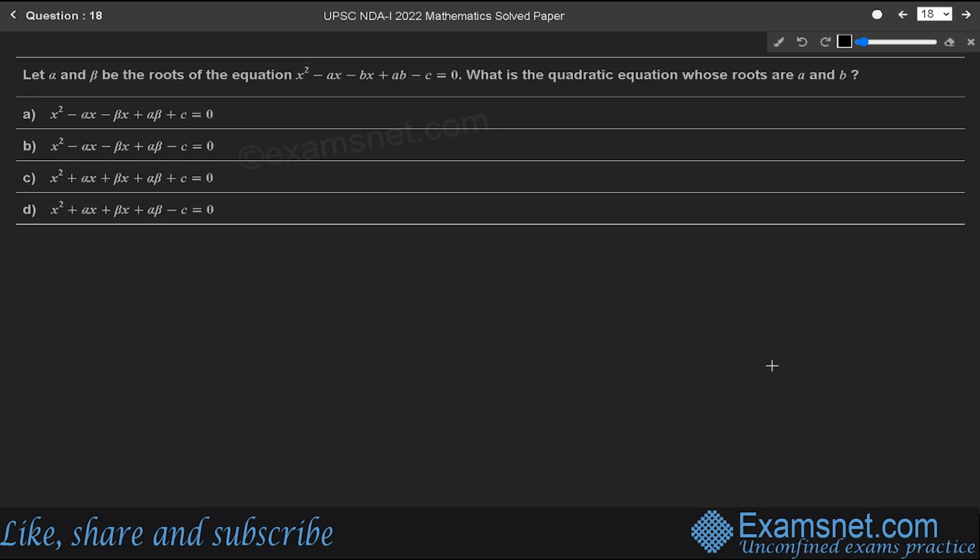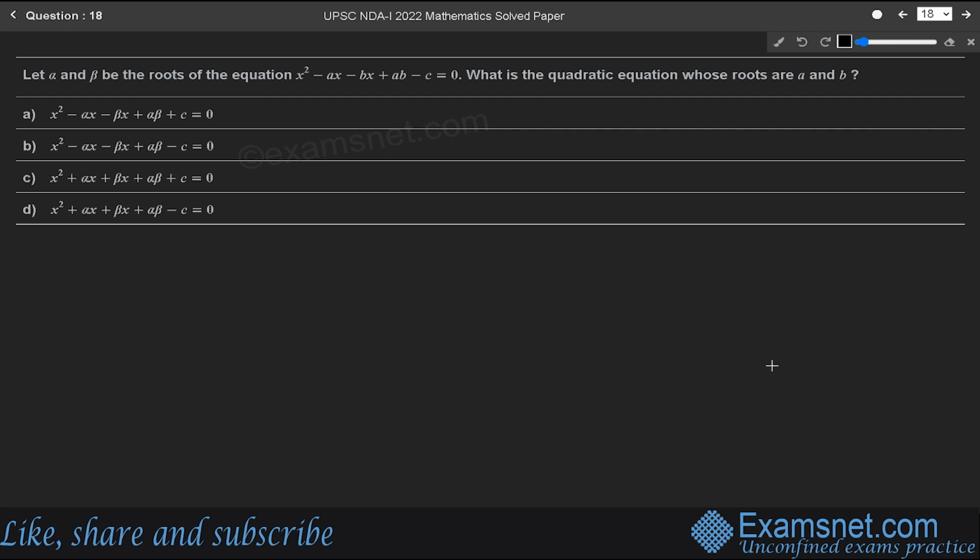Next question is, let alpha and beta be the roots of the equation x square minus ax plus bx plus ab minus c is equal to 0. What is the quadratic equation whose roots are a and b? You can see that this question is also from the quadratic equation.